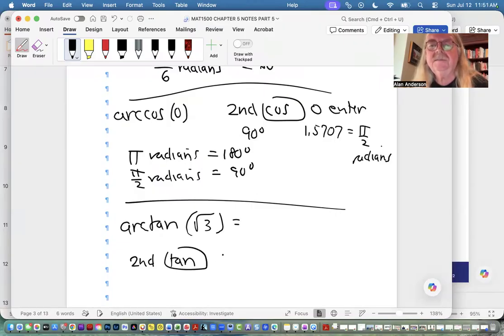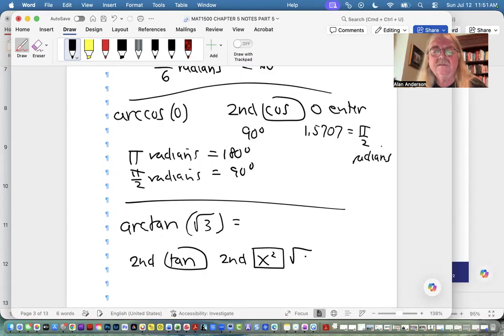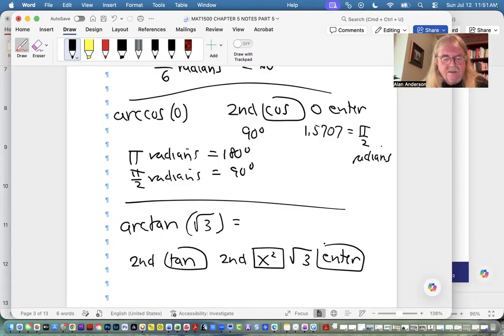Now for this, there is a radical button on here. If you hit second x squared, it'll show a little radical sign. And then you hit 3. Right, second tan, second x squared 3. Oops. 60 degrees.